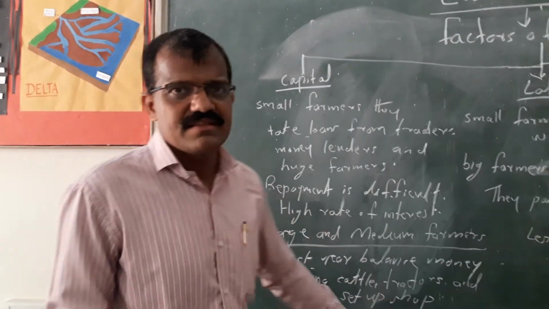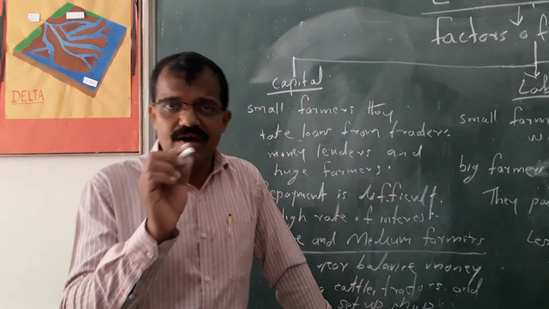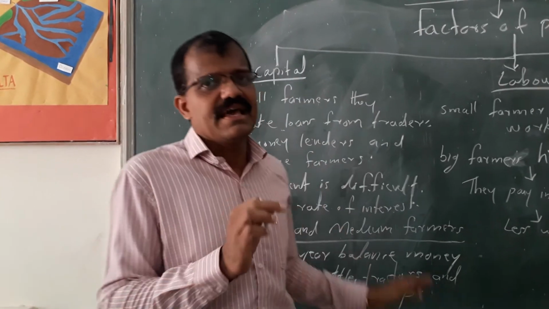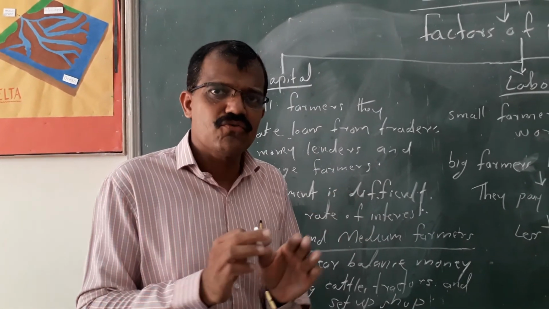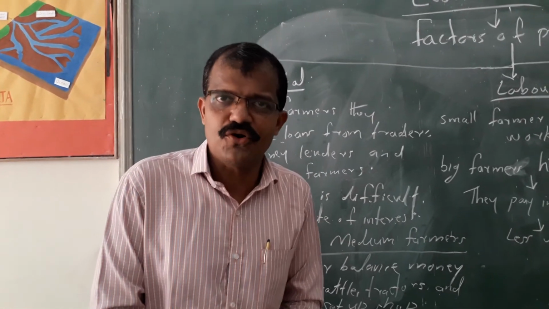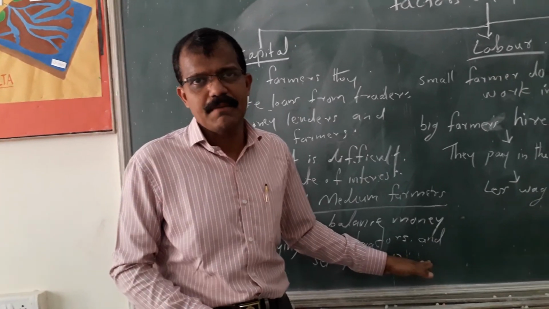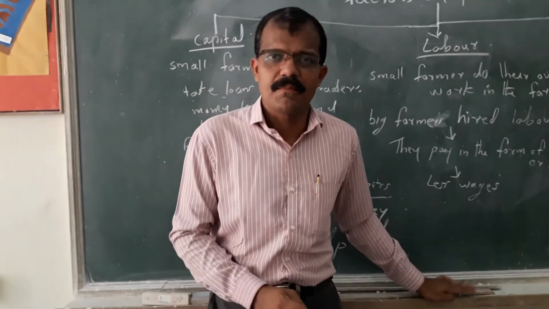Then, one more thing: the surplus products. The small farmers use a substantial share of their output for their domestic or household purpose. But the huge farmers sell the surplus product in the market, and they earn a lot of money.